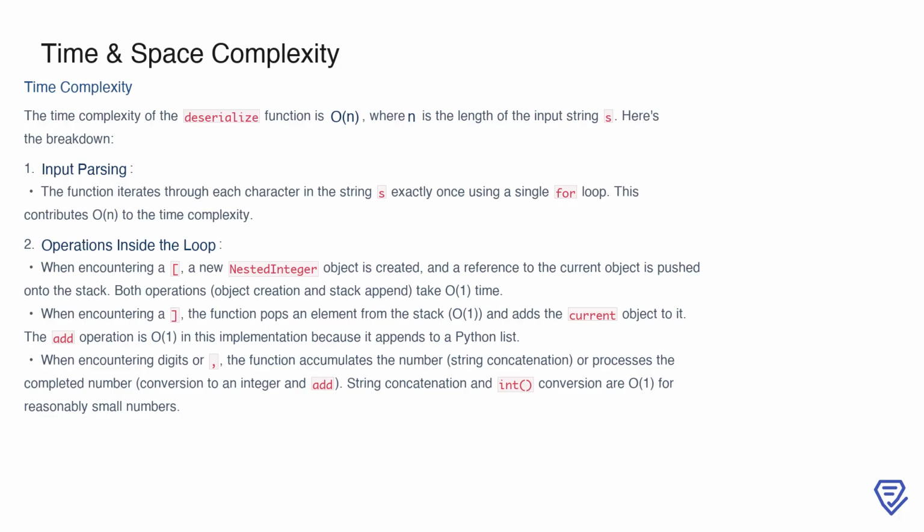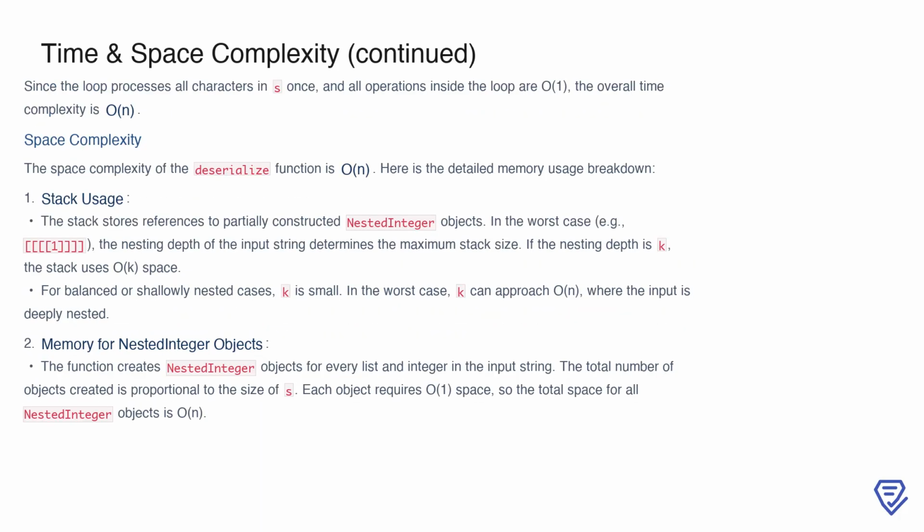Characters like digits or commas are handled by either accumulating the number through string concatenation or converting it to an integer and adding it to the current object. These operations, such as string concatenation and integer conversion, are also constant time for reasonably small numbers. Since all characters in the input string are processed in this way, the overall time complexity of the function is O(n). Because the loop processes the input string s linearly, and all operations inside the loop take constant time, the total time complexity remains O(n).